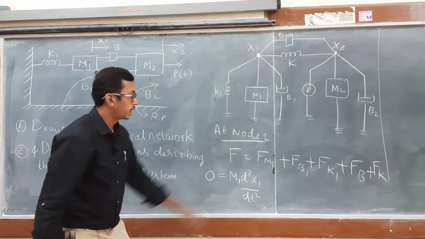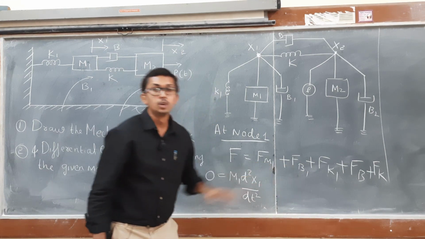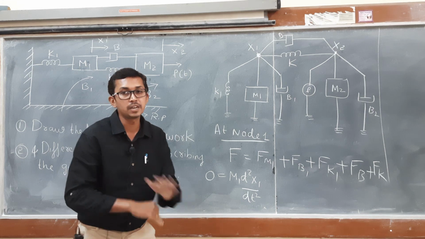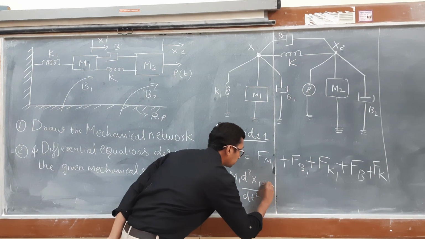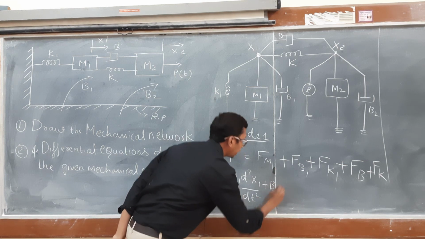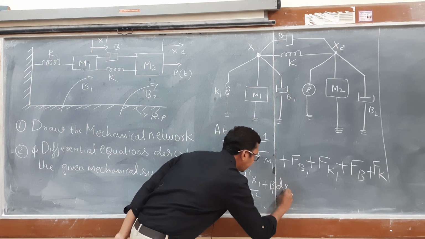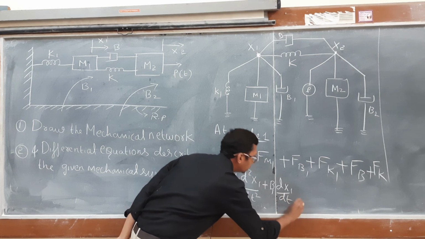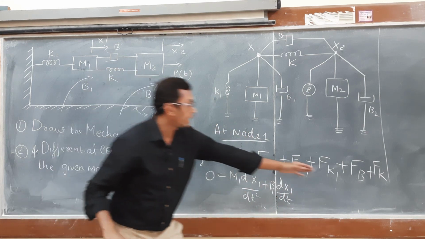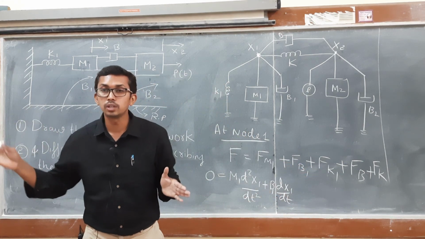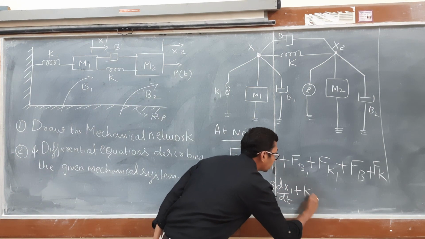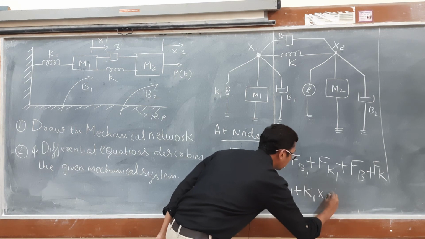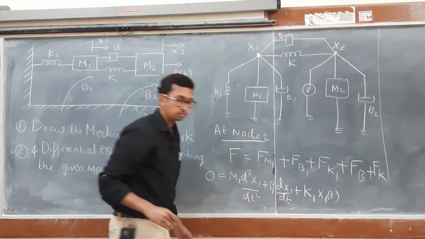Next, F of B1. What does B mean? Damper. Damper is proportional to what? Velocity. Therefore, this can be written as B1 dx1 by dt. Next, K1. K is proportional to the displacement. So this will be K1 x1 of t.